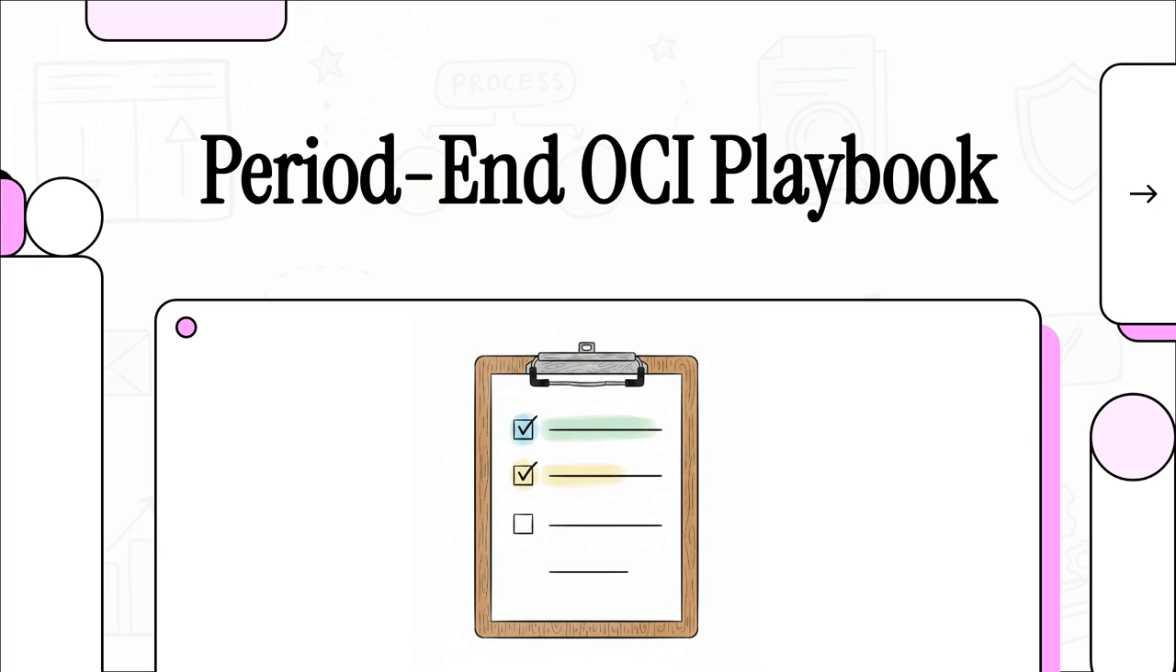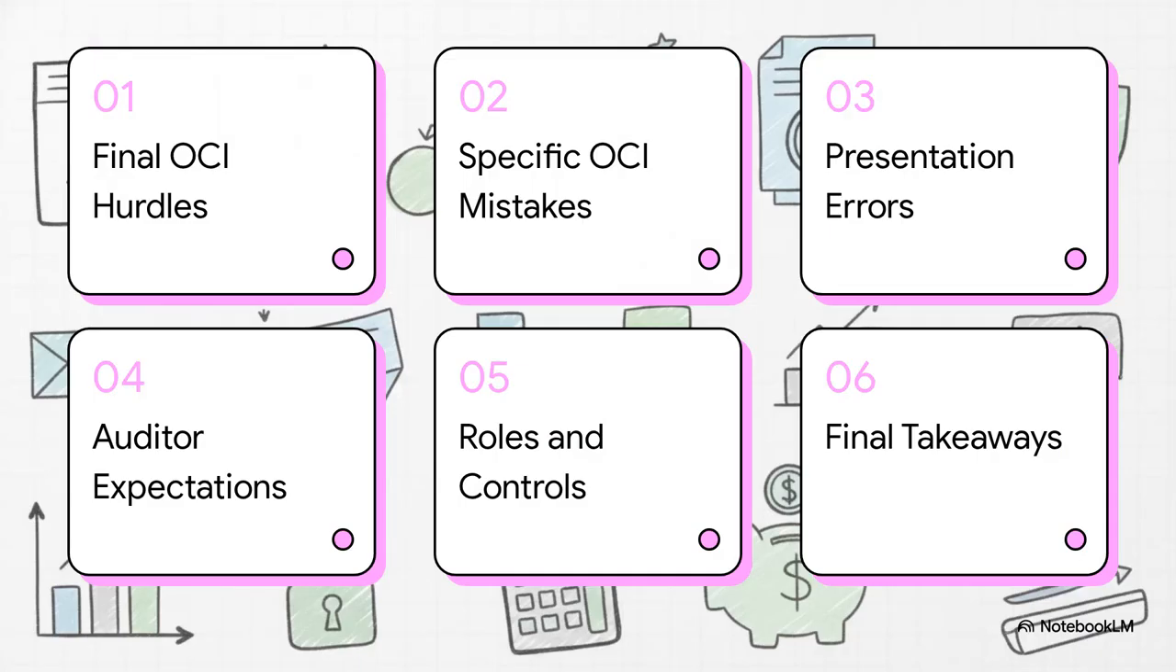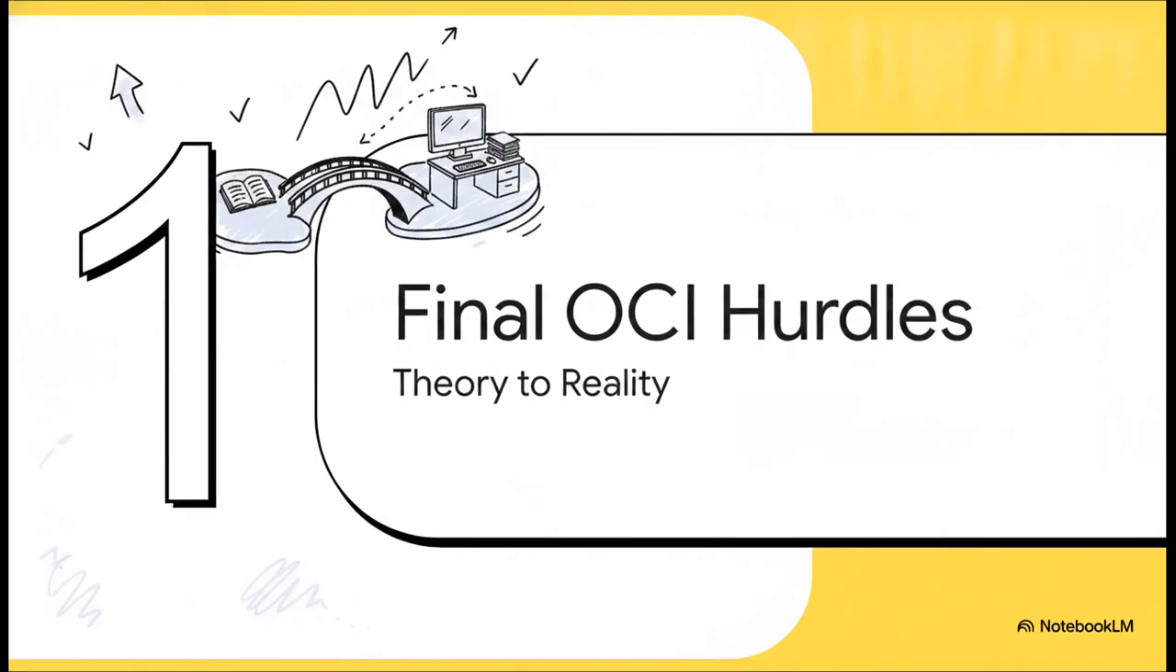We're going to tackle the most common mistakes, figure out how to survive the audit, and build a bulletproof control environment. By the time we finish this explainer, you are going to be fully equipped to defend your financials. So here's our roadmap for today. We'll start with the final OCI hurdles, move into category-specific OCI mistakes, then touch on general presentation errors. After that, we'll talk about meeting auditor expectations, look at roles and required controls, and finally, wrap things up with our final takeaways.